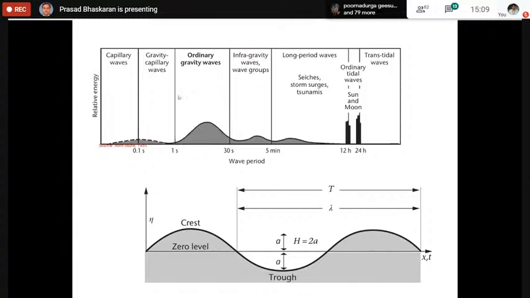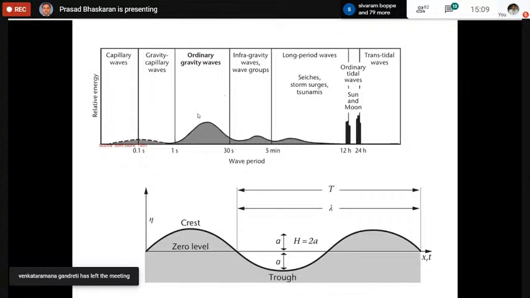Now today's talk will be focusing on this particular band, which is ordinary gravity waves. The time period starts somewhere from 2 seconds and can go up to around 30 seconds. These waves are created by the wind blowing on the water surface. And these waves are actually visible. Suppose you are sailing in a ship, you can see the undulations on the ocean surface, and these are basically the surface gravity waves. So the sketch below gives a very simplified version of a wave.